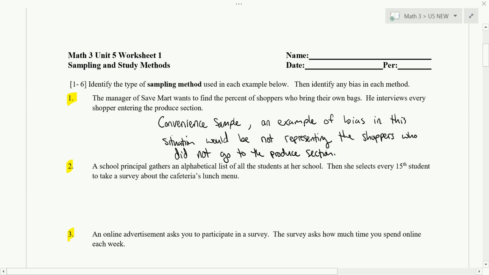Alright, number 2. A school principal gathers an alphabetical list of all the students at her school. Then she selects every 15th student to take a survey about the cafeteria's lunch menu. Okay, so this is a random method in which there's a list of the whole population, and then there's a systematic way of selecting those students, so every 15th student is selected. So this is a systematic random sample.